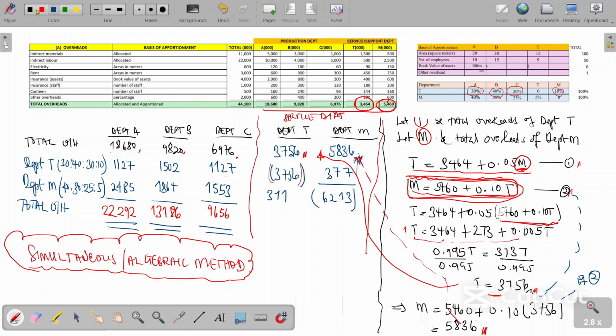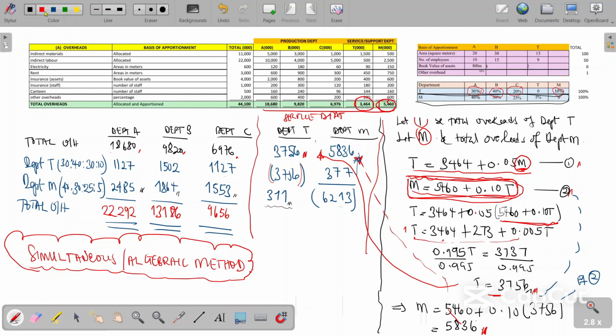Now note something over here. If you are going to share department M, we use this ratio: 40, 30, 25, and 5. 40% times 6213 will give us 2485. 30% times 6213, 1864. 25% times 6213, 1553. And 5% times 6213 will give us 311. Look, this is the unique way of dealing with algebraic expression, because you share for department T.